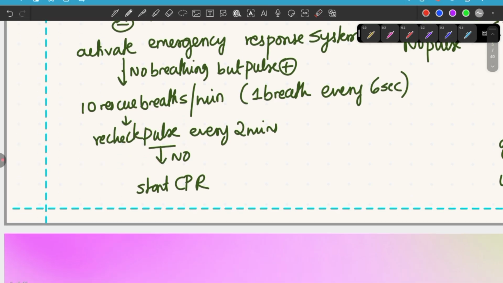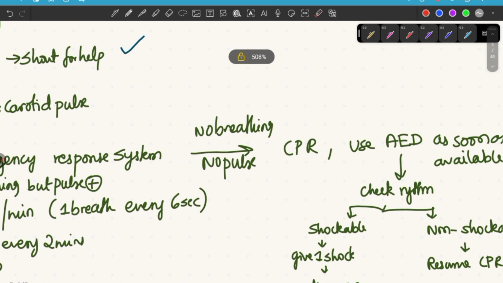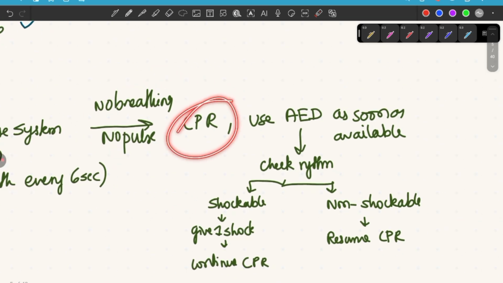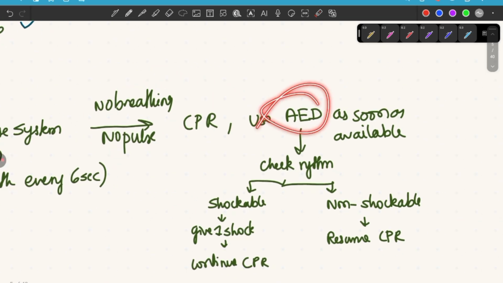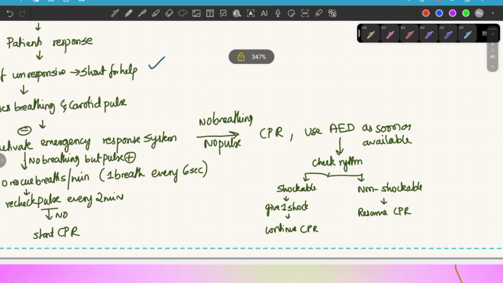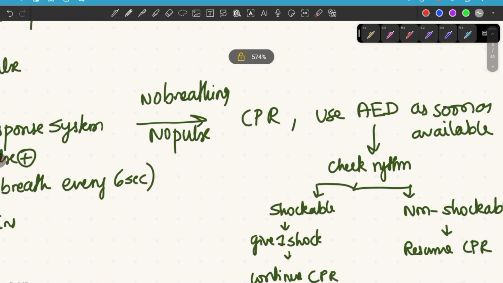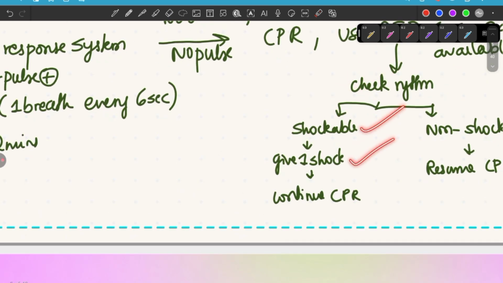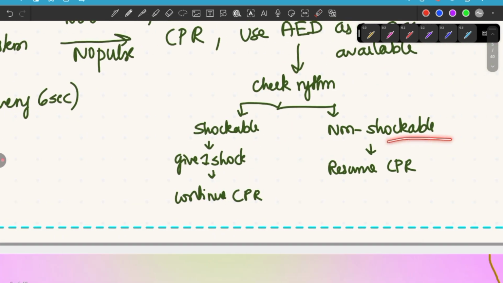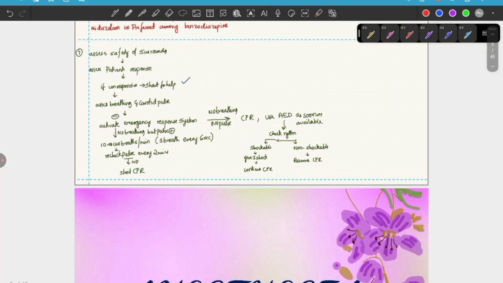Okay, when you saw the patient, his pulse was there, but after 2 minutes when you checked, the pulse is not there, so you have to immediately start CPR. But in the other scenario, if he is not breathing and has no pulse, you have to start CPR, then use the external defibrillator as soon as it is available, because you have already called for help and activated the emergency response system. Check for the rhythm. If it is shockable, give one shock and continue CPR. If it is non-shockable, then you have to resume CPR. You have to do this continuously: check and continue the CPR.